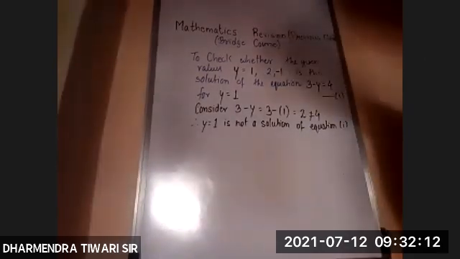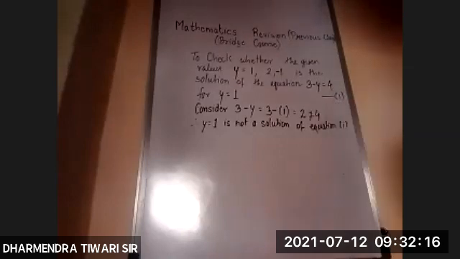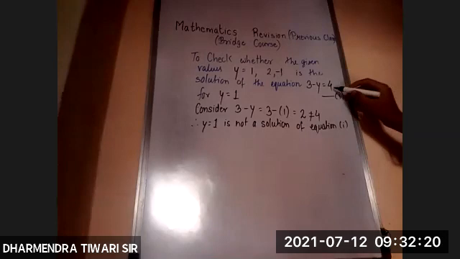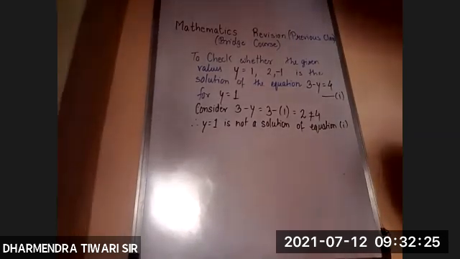Why is it not a solution? Because after substituting the value in the equation, we didn't get the value 4, because our right hand side is 4. That's why. Earlier we were looking for 0. Now this time we are looking for 4, because here it is given as 4.